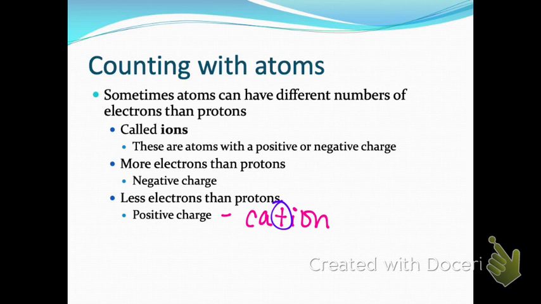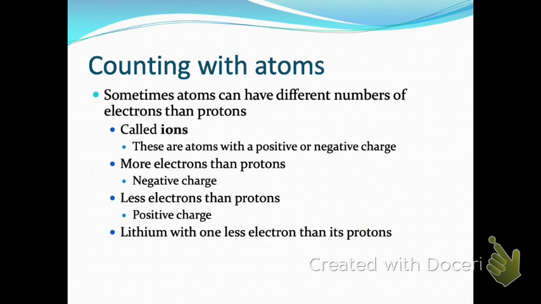Very good. If I had lithium that has 1 less electron than its protons, think about lithium. How many protons does lithium have? 3. Lithium has 3 protons. And let's say I have 1 less electron, so that would mean 3 protons and 2 electrons. What would my result be here? +1. It would be lithium with a +1 charge.